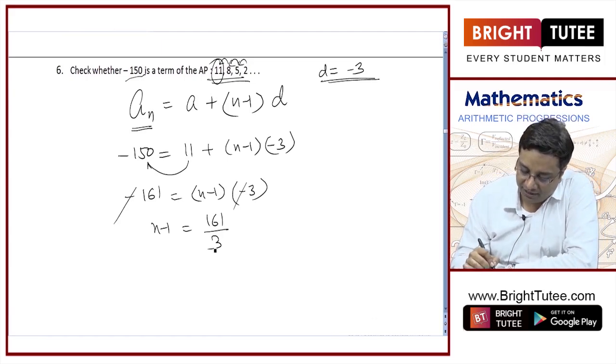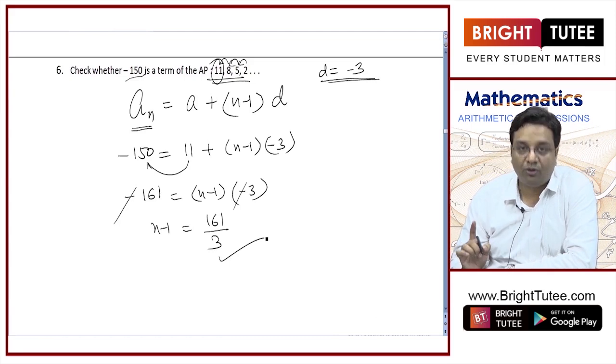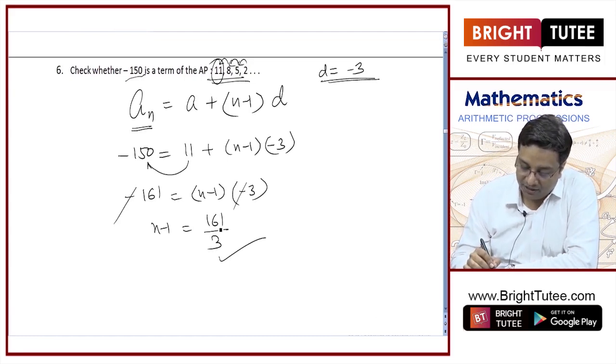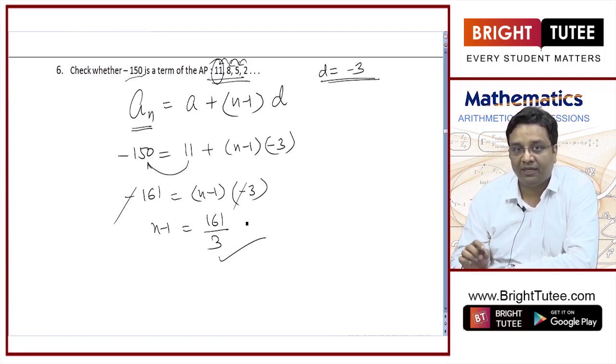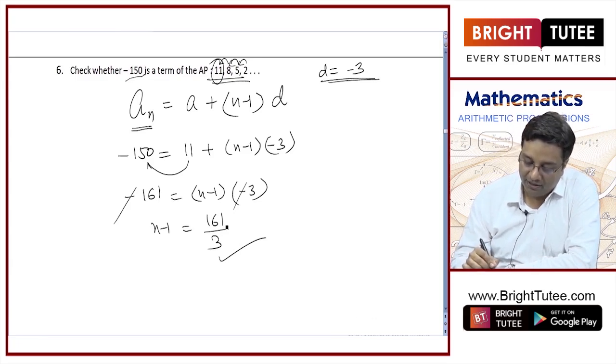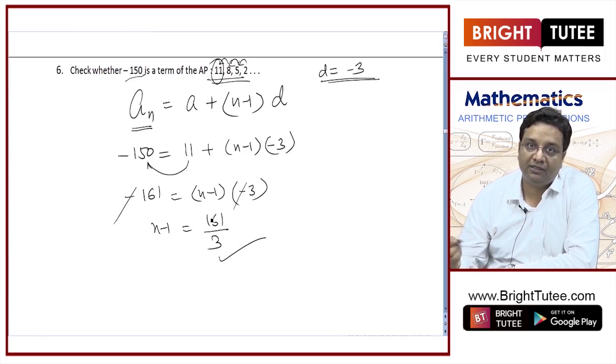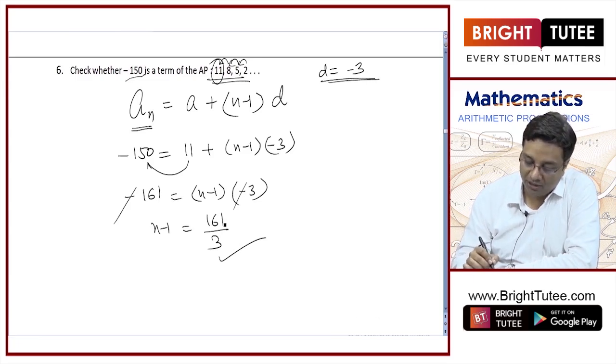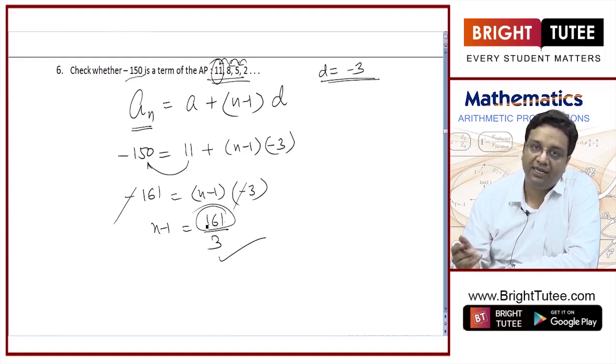I can say here itself that it is not the term of this AP because 161 is not divisible by 3, right? You remember the test of divisibility of 3? You just need to add the digits and see whether the sum of these digits is divisible by 3 or not. And what is the sum of these digits? 1 plus 6, 7 plus 1, 8. 8 is not divisible by 3, right?